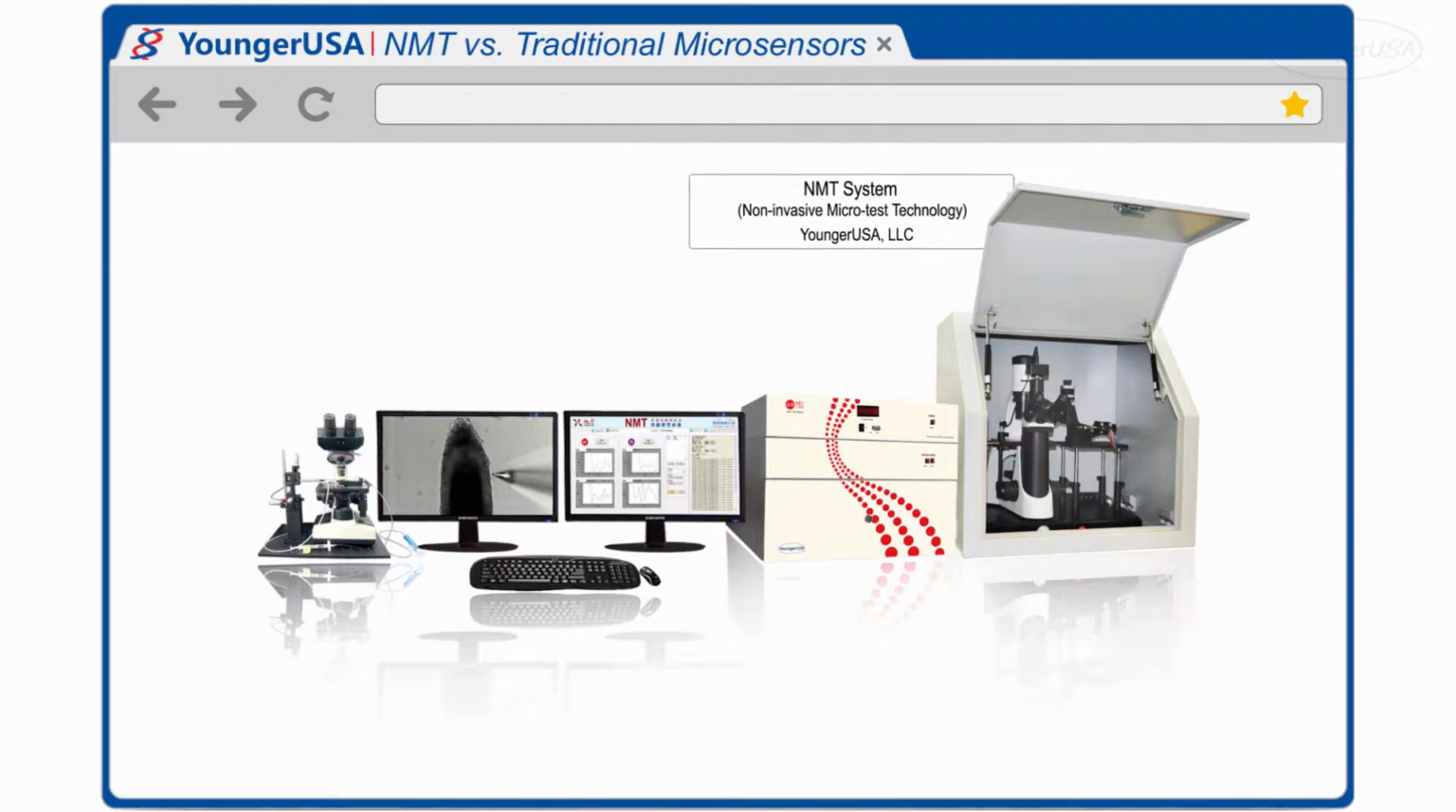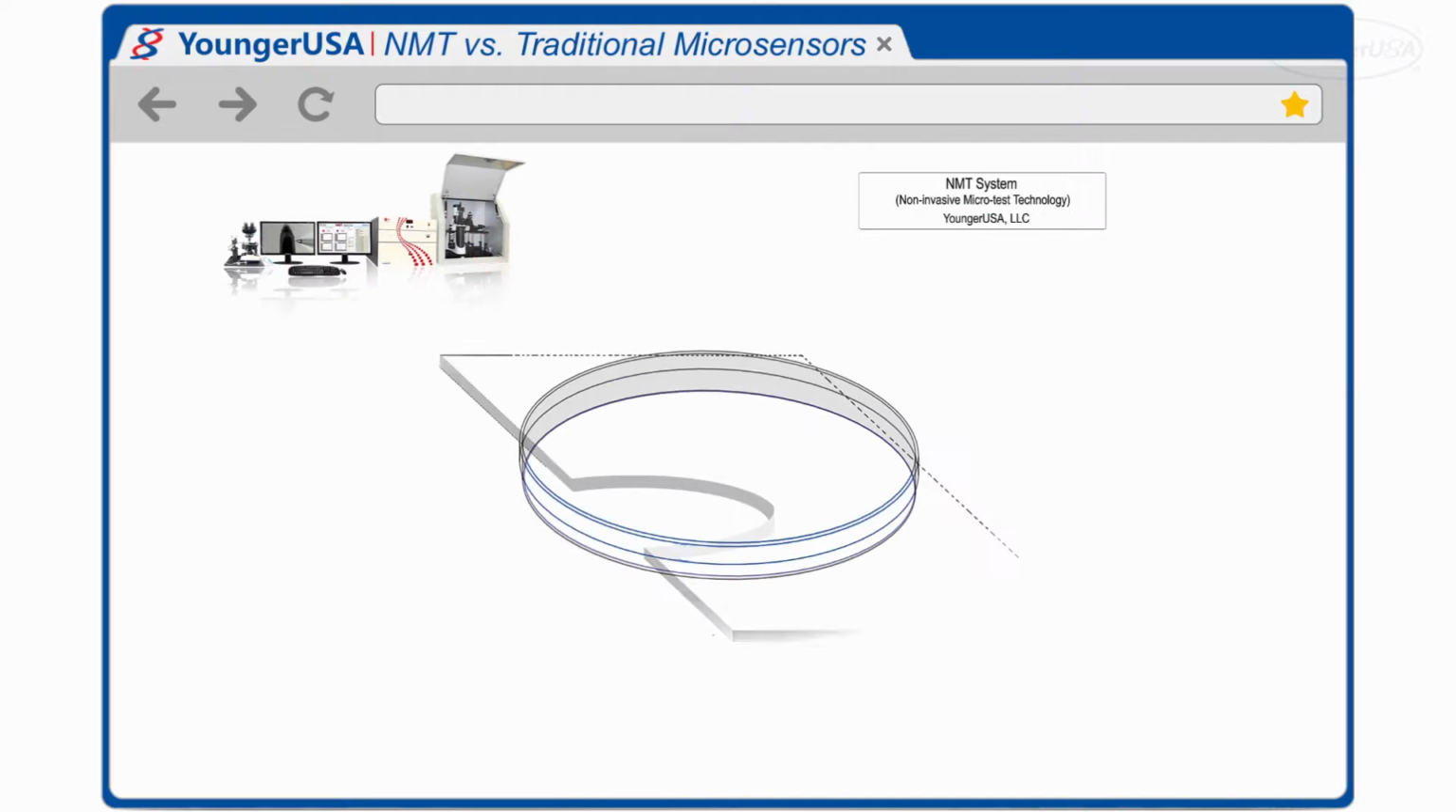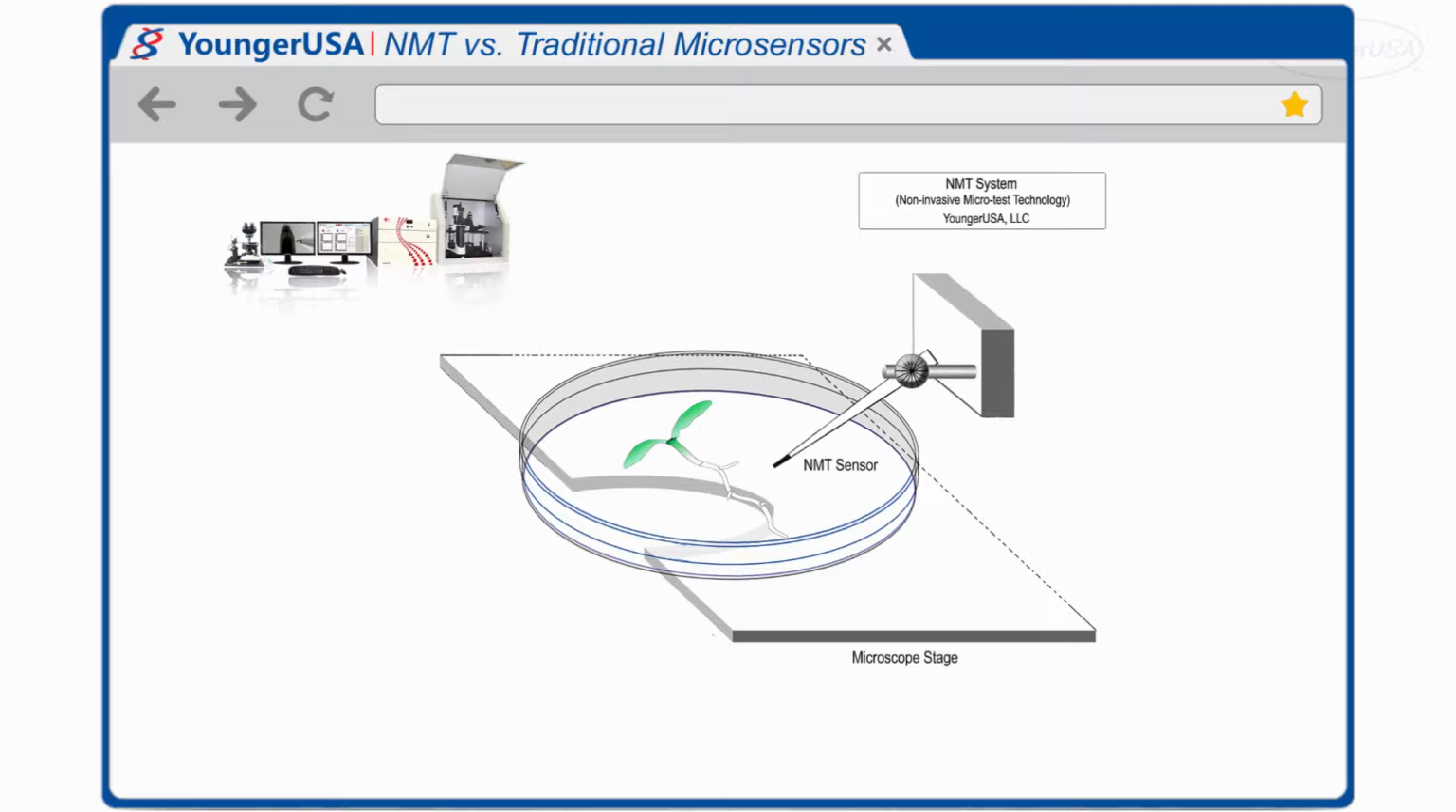Now let's look at the basic setup for testing. A petri dish is placed on the microscope stage to hold your sample in place. Here we will look at an Arabidopsis seedling. The NMT sensor is used to measure a specific ion or molecule. This sensor is controlled by a 3D manipulator which can be moved in the X, Y, and Z axes. The 3D manipulator also plays a crucial role in the flux measurement, which I'll cover in another video.